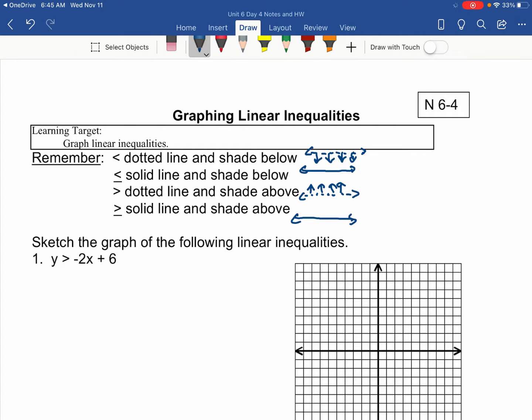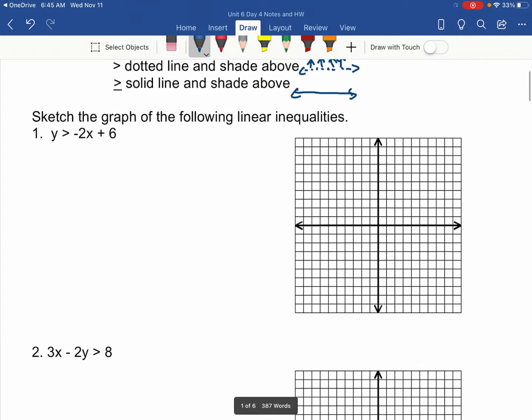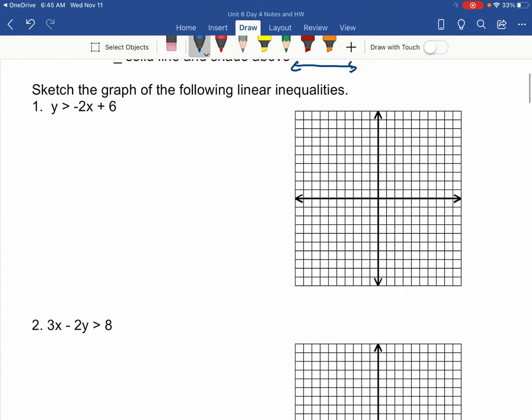Okay, and so just remember the progression of what we've done. We've graphed lines, or linear equations. We've solved linear equations, and then we've applied it with word problems. So that's the progression here. Our first step is to be able to graph a linear inequality. The good news is you know how to do a lot of this, so let's jump into this first example.